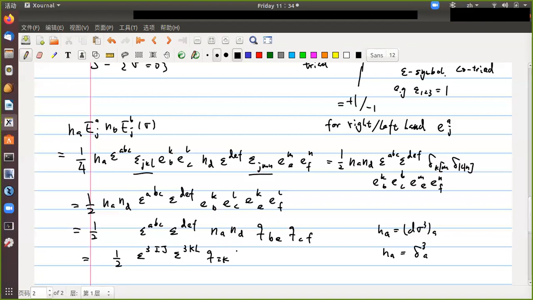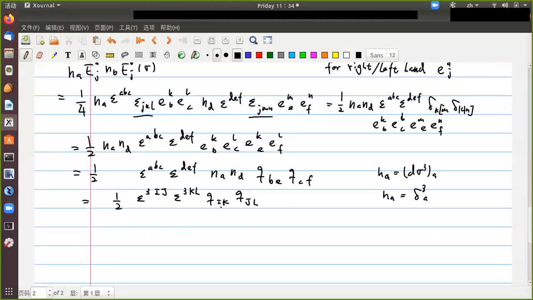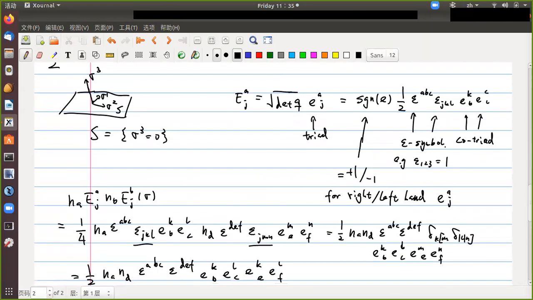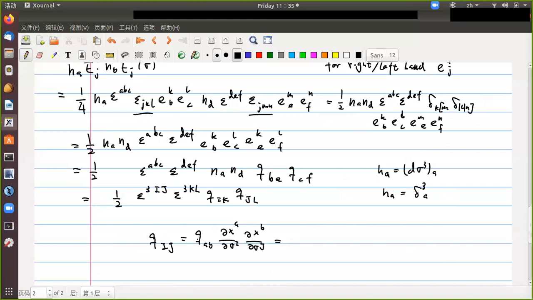QIK. QKL. So here you can see that the component of Q is restricted to the surface. Remember that for the induced metric, QIJ equals QAB partial x a partial sigma I, partial x b partial sigma J. If you consider this equation adapted to the sigma coordinates, sigma 1 and sigma 2 on the surface, and you replace your previous QAB in terms of the induced metric, then you get the induced metric, and this is what QIJ becomes here, and this is just the HIJ.